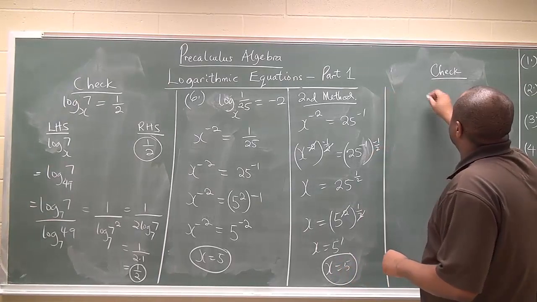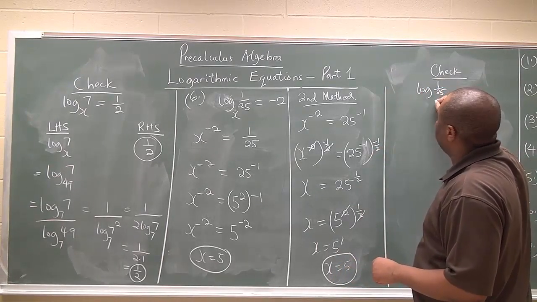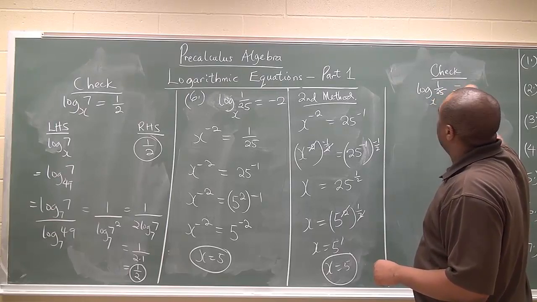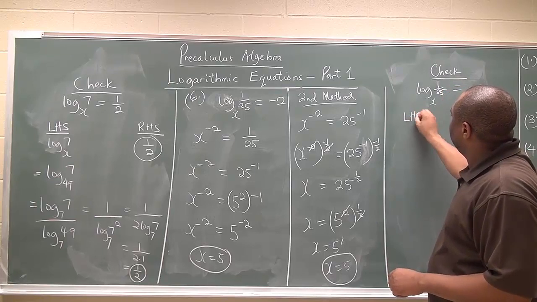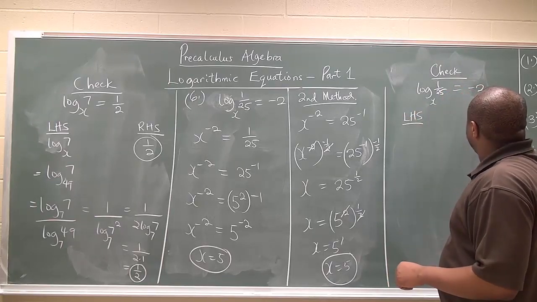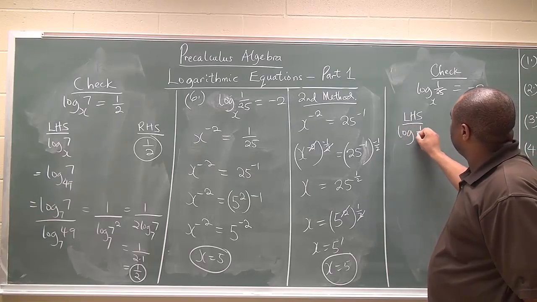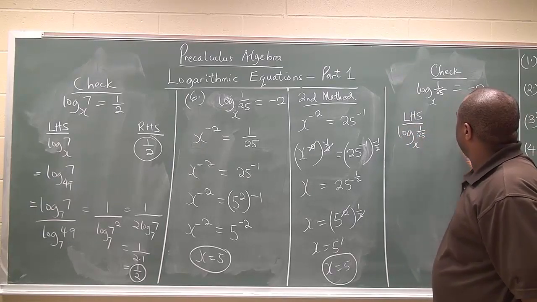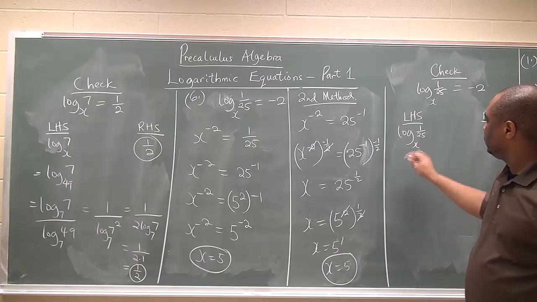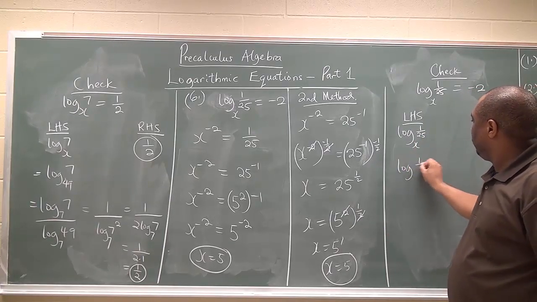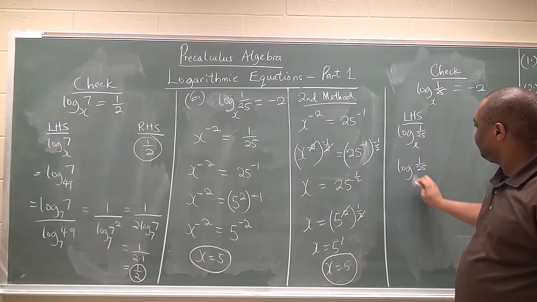The main question is log of 1 over 25 base x equal to negative 2. Then you write the left hand side and the right hand side. The left hand side is log of 1 over 25 base x. The right hand side is negative 2. So here, of course, this will be log of 1 over 25 base 5, since our x is 5.